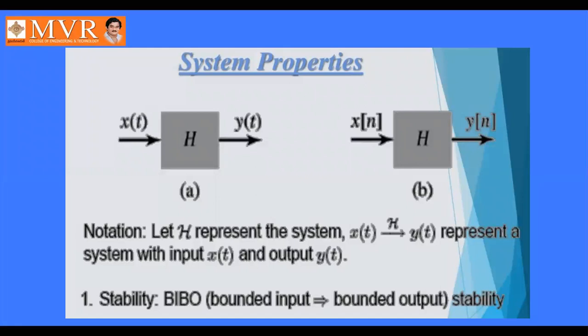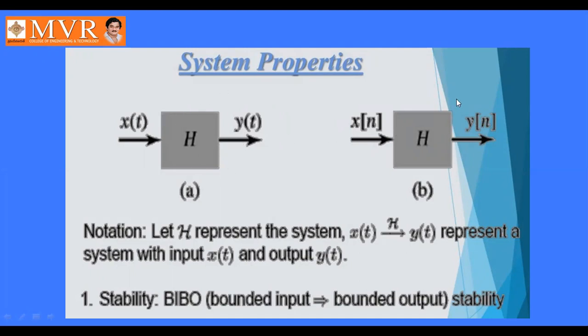System properties. Here, H is a system having the input x of t and its output is y of t. This output is also called the response. X of t is the input of the system H and y of t is its response or output for the continuous time signal.